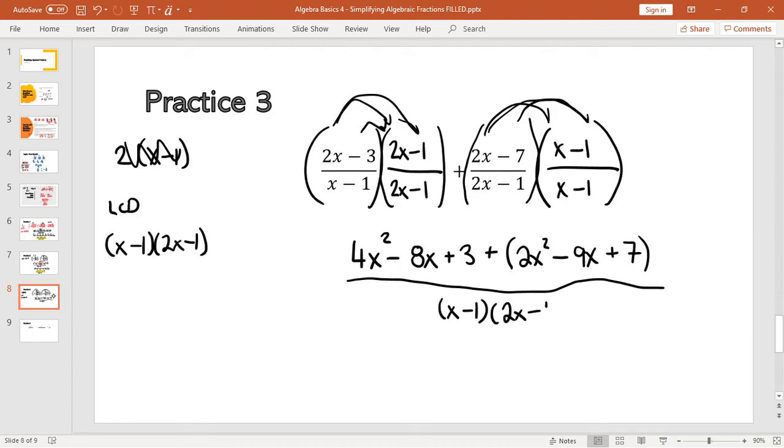2x minus 1. Okay, and then let's combine. 4 plus 2, 6x squared. Negative 8, negative 9, minus 17x. And positive 3, positive 7, positive 10.